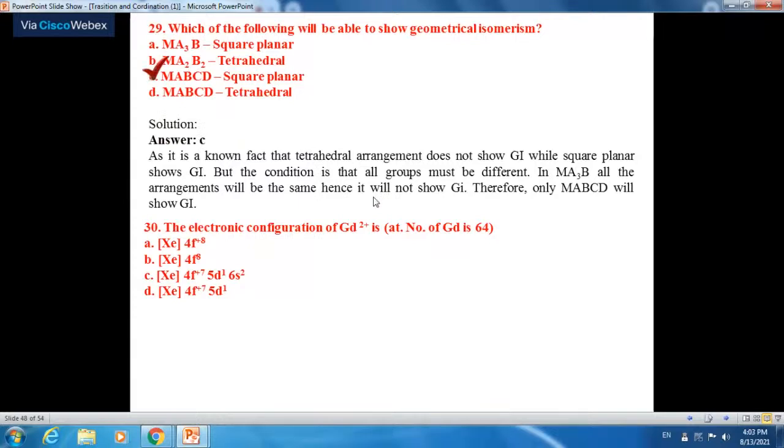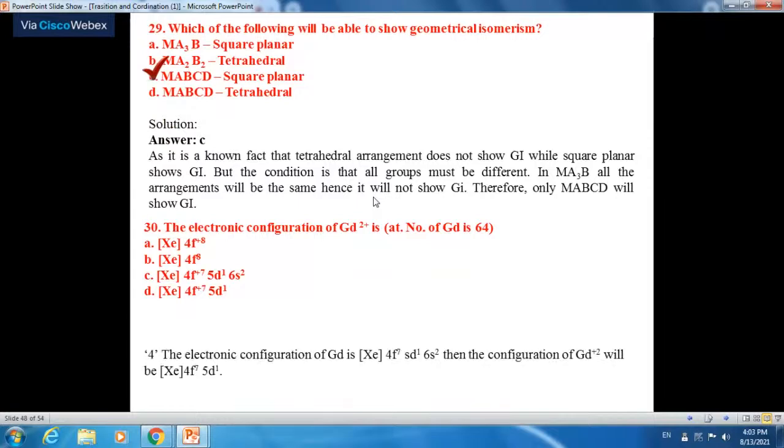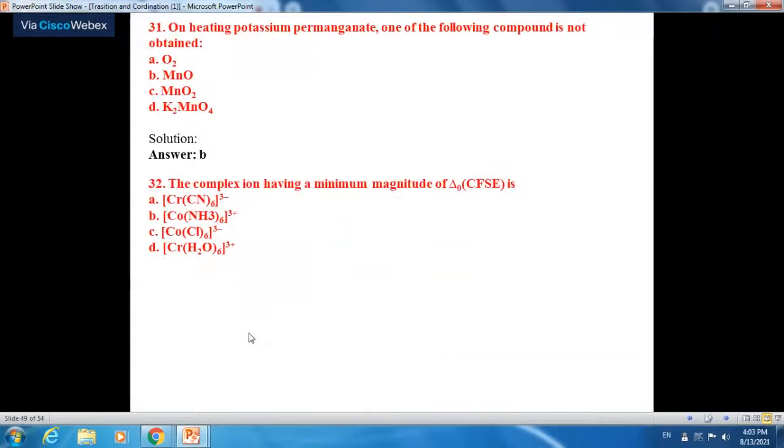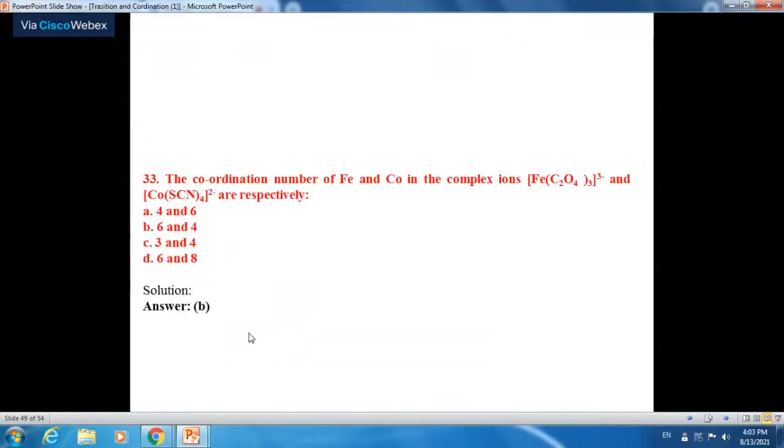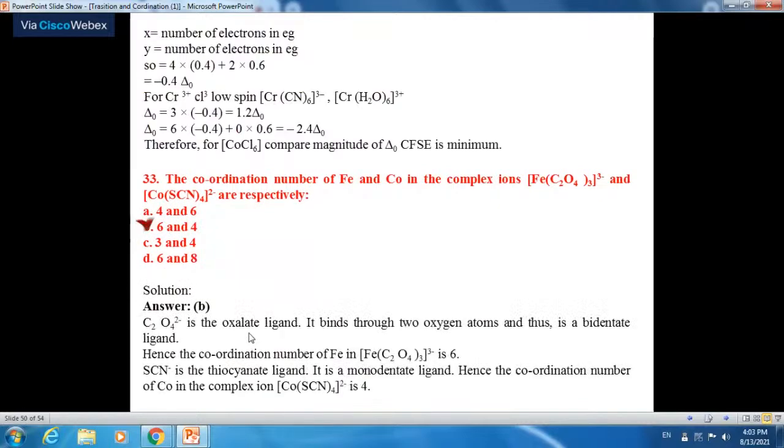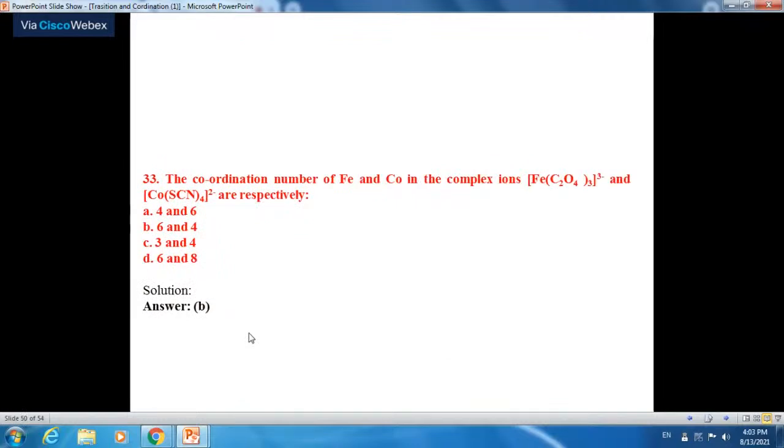What is the electronic configuration of gadolinium? Here, for gadolinium, it is 4f7 5d1. The answer is D. Okay, students, I'm going to end this topic here. Only 2 questions are there. Sorry, just 3-4 questions are there. I'll just finish it off.